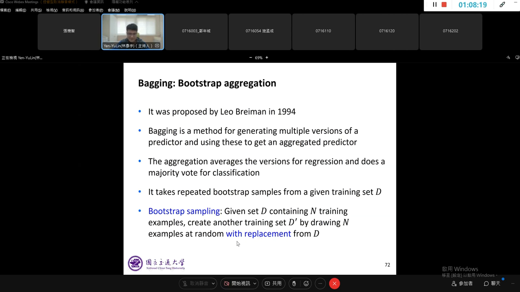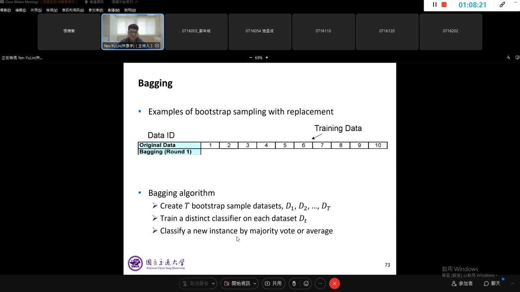So I would like to use an example to illustrate the process of sampling with replacement. Okay, let's consider an example. Here is a data set of 10 training data. We would like to create another data set of 10 training data. So how do we carry out this goal by using sampling with replacement?